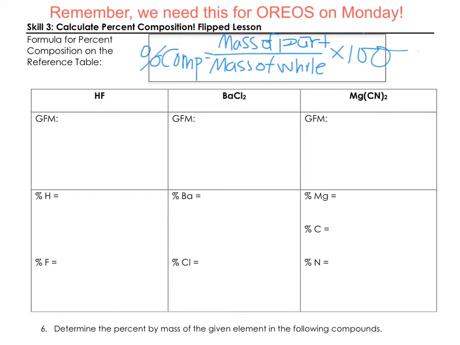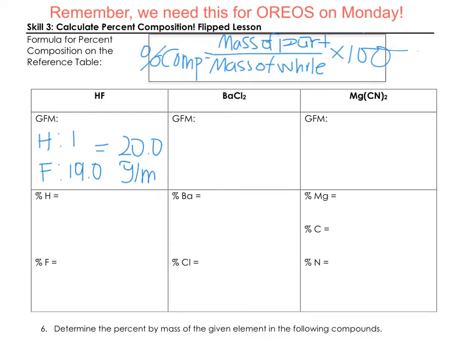So for our gram formula mass, we will follow the same protocol that we did in class on Friday, and we will break down the molecule. First I'm going to write my H, and I know that I have one of them, and for hydrogen, my atomic mass is 1. For fluorine, I also have one of them. My atomic mass is 19.0. And if I add those two up, I get a nice 20.0 grams per mole.